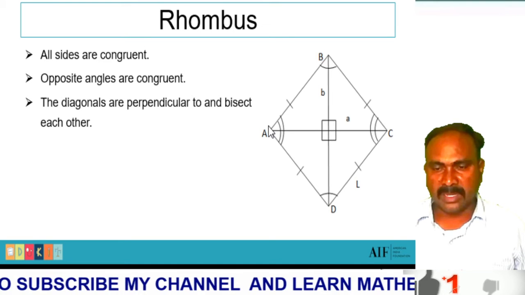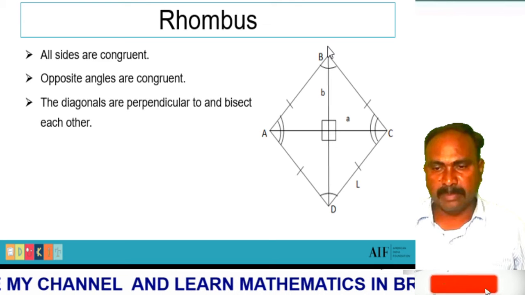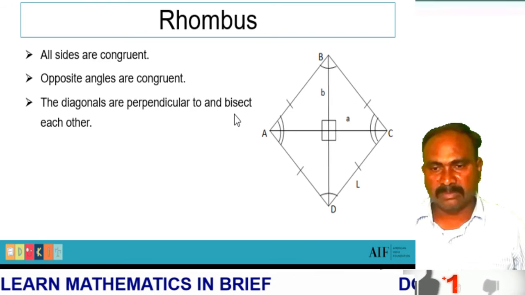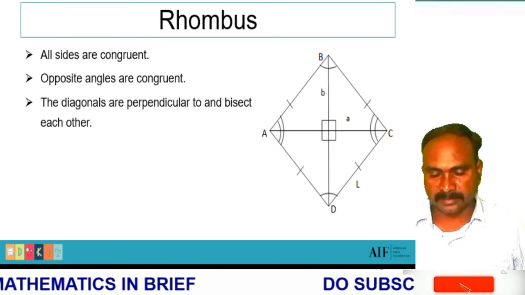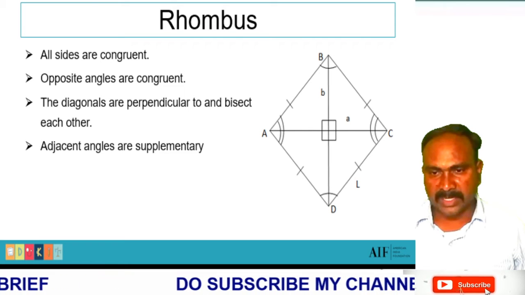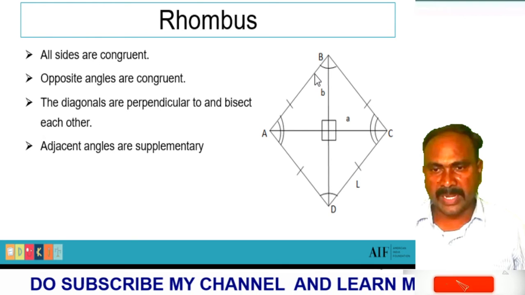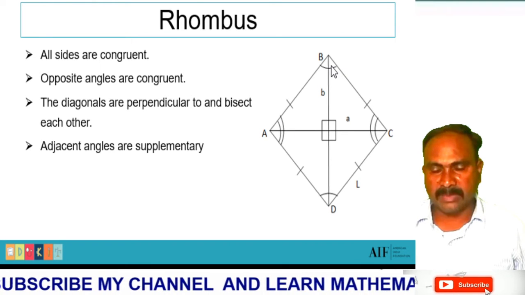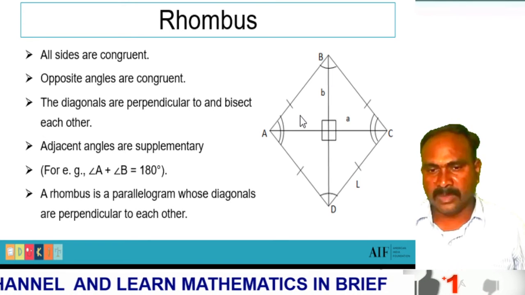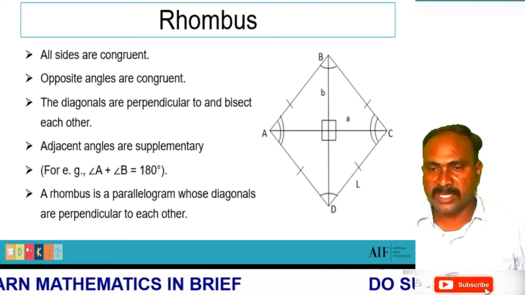So AC bisects BD and BD bisects AC. Bisect means make two equal parts. Adjacent angles are supplementary. So angle A plus angle B equals 180 degrees. A rhombus is a parallelogram whose diagonals are perpendicular to each other.